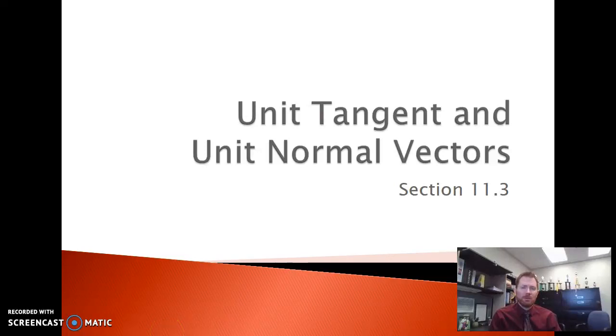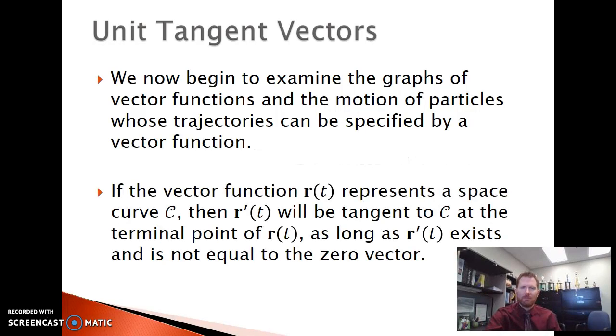Today we're going to discuss unit tangent and unit normal vectors. This is a continuation of our discussion of derivatives, the applications of derivatives for vector-valued functions. Specifically, today we're going to look at the motion of particles and how their motion can be described and specified by a vector function.